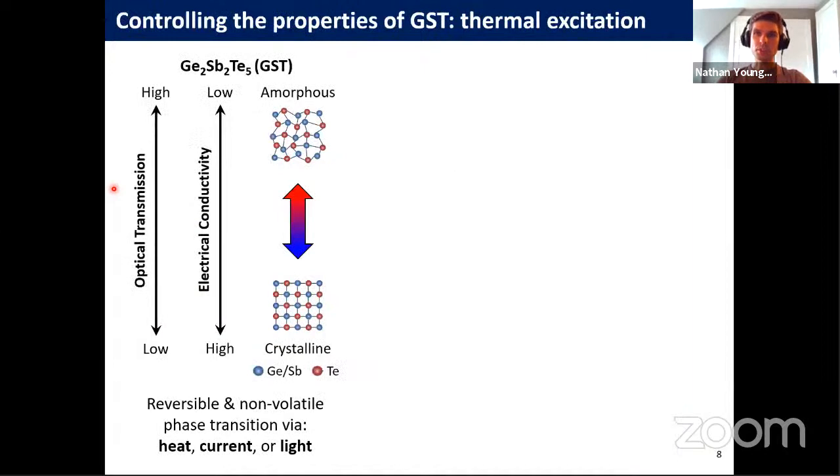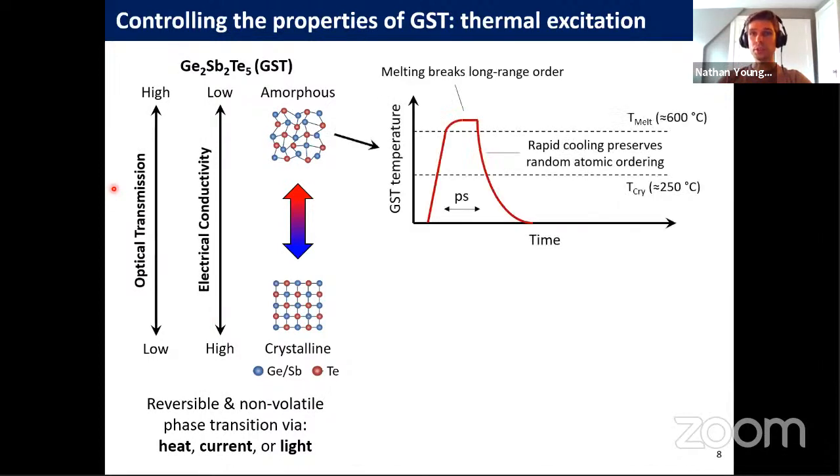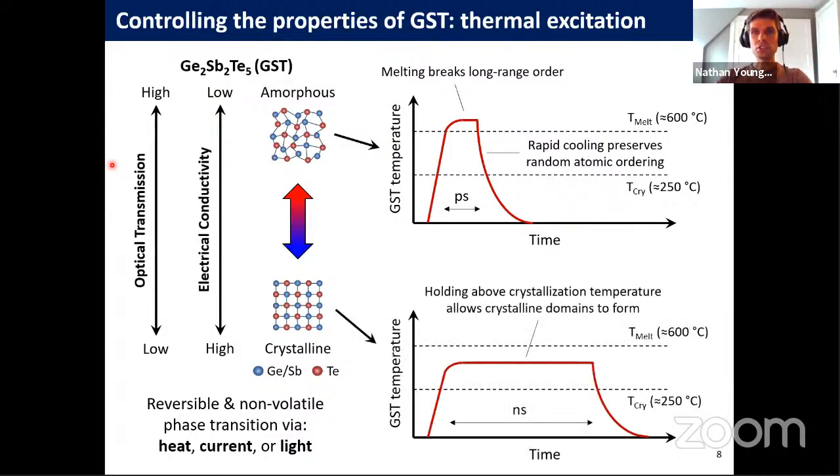Okay, so we've got a very promising material for both optical and electrical applications, but how do we control it? And the key is to really think of this material as a stable or an unstable glass. So if we heat GST above its melting temperature and then rapidly cool it, we can essentially freeze the atoms in the amorphous state. So this causes GST to have a low optical absorption and low electrical conductivity. On the other hand, if we heat GST above its crystallization temperature and hold it there, we allow crystalline domains to form and the material will become polycrystalline.